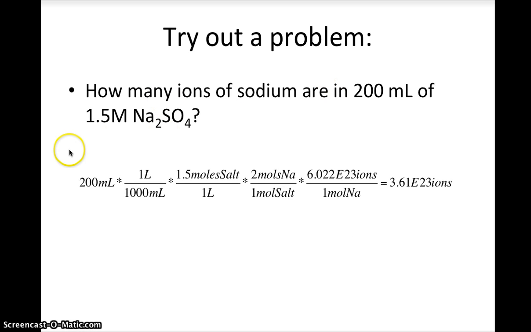Here's your solution. We're going to start with the volume once again, convert it into liters, and use the molarity, 1.5 moles per liter, to cancel our liters to get to moles of our sodium sulfate. For every 1 mole of sodium sulfate, I have 2 moles of sodium ions. And for a mole of sodium ions, I have Avogadro's number worth of ions. You notice that this problem did ask how many ions, not how many moles of ions.